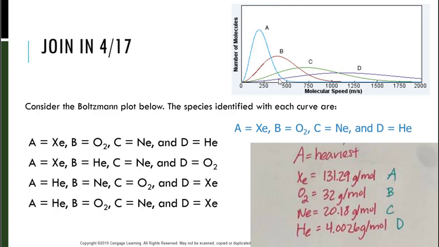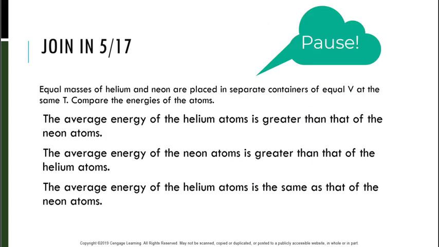Looking at this, we can see here that the lowest speed is A, which is going to be the heaviest. And I looked at the molar masses for all of these options, and the heaviest was xenon. And the fastest, or the greatest speed, is going to be the lightest, which is D, helium. Pause here.